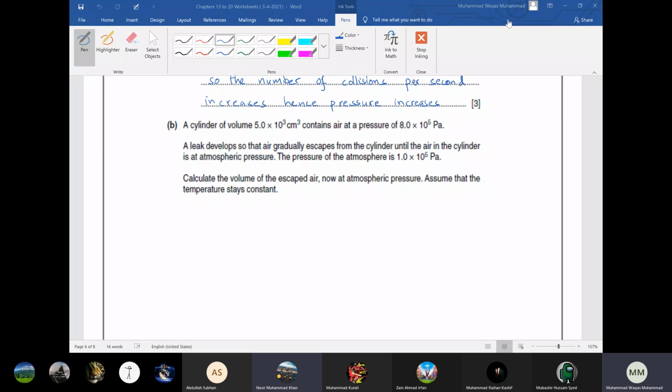Pressure 1 and volume 1 is given and pressure 2 is given. So we'll use the equation P1 V1 equals P2 V2. Very good, beta. Very good, Noor, beta. Shabash. So, beta, here we are given the volume.